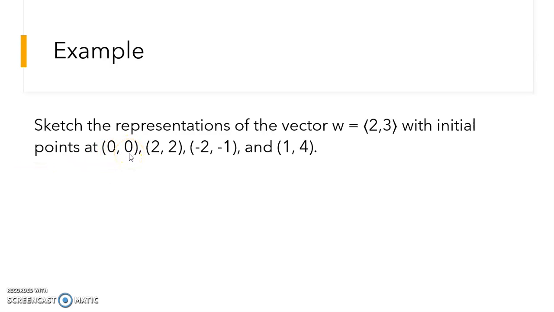So start by graphing an initial point, and then count 2 units over and 3 units up, put a terminal point, and draw the vector arrow. And do that for each of these points. So try and do that, and then press play to see if you're right.